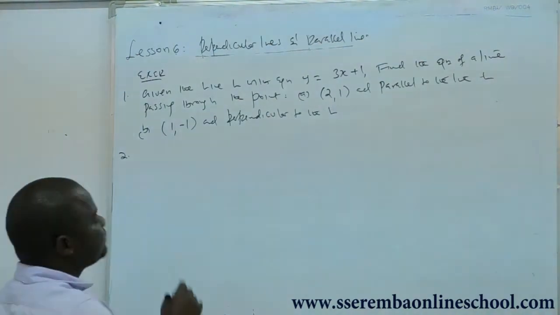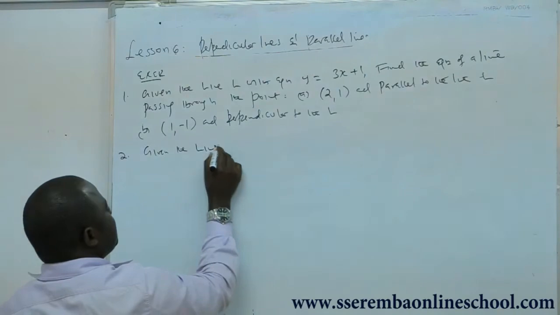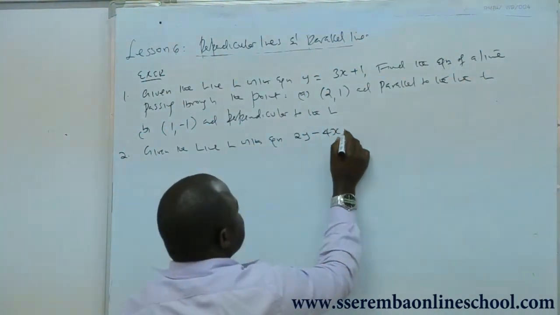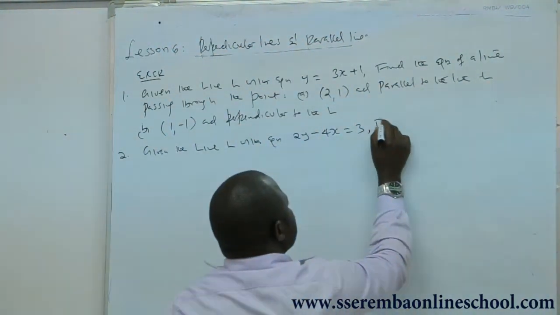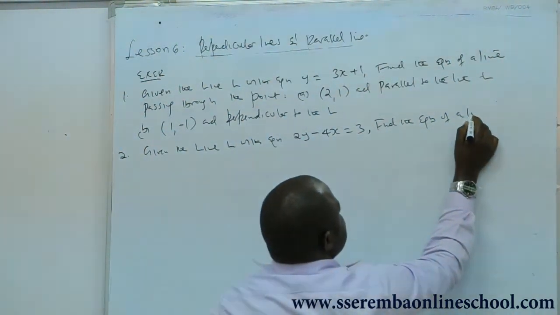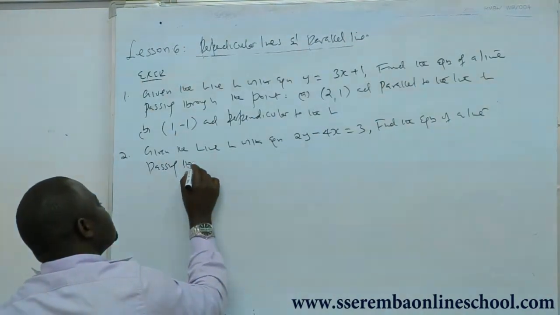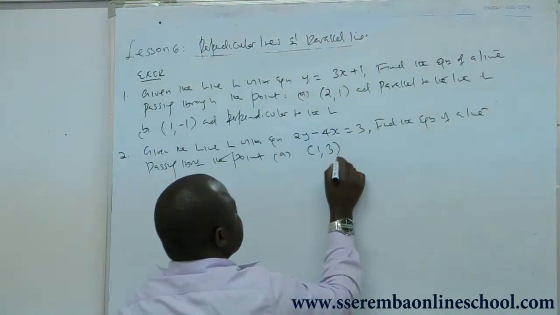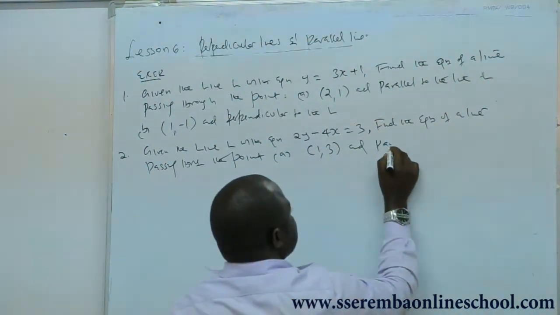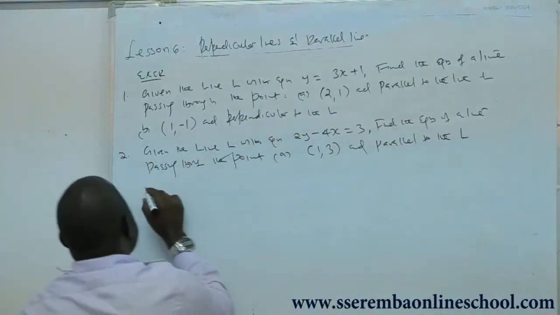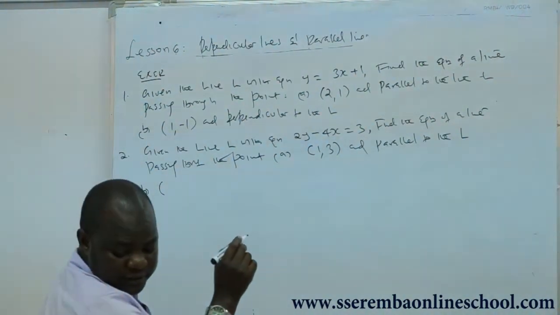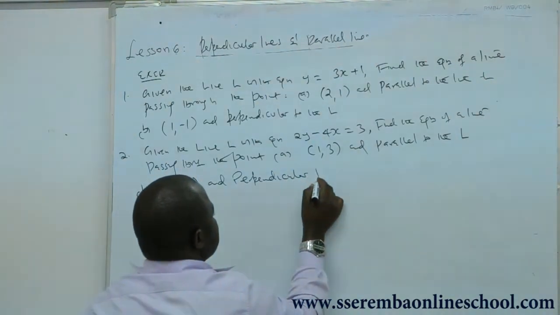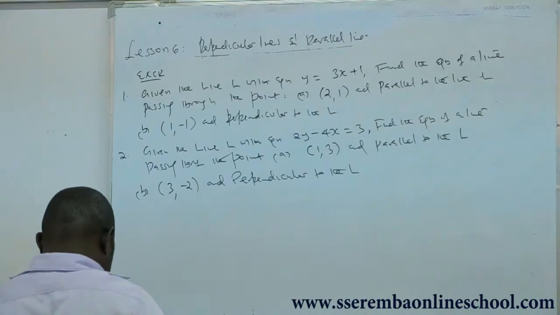Question 2: Given the line L with the equation 2y minus 4x equals 3, find the equation of a line (A) passing through the point (1, 3) and parallel to the line L; (B) the point where it passes (3, -2) and perpendicular to L. The last question, which is question 3.